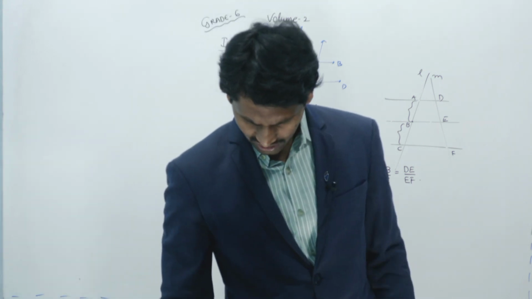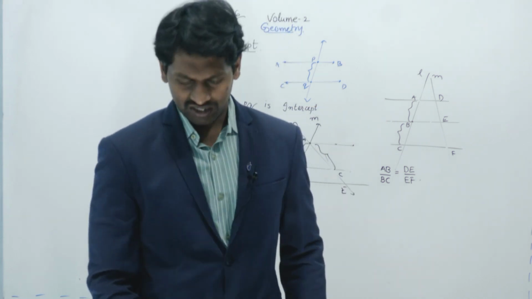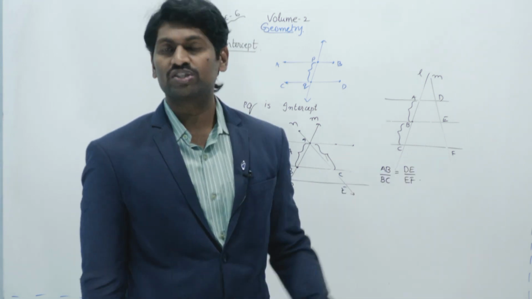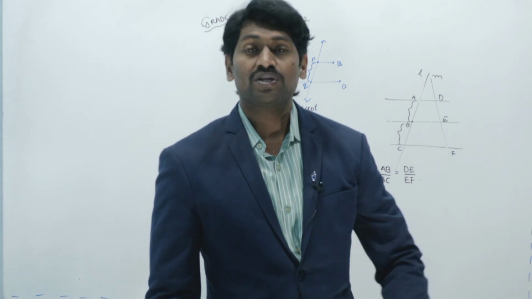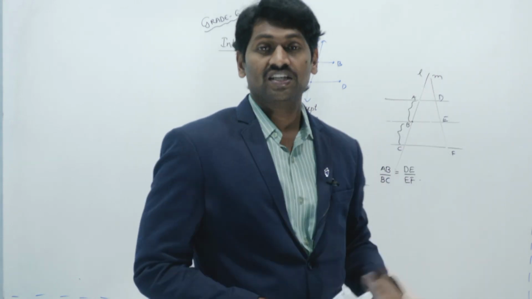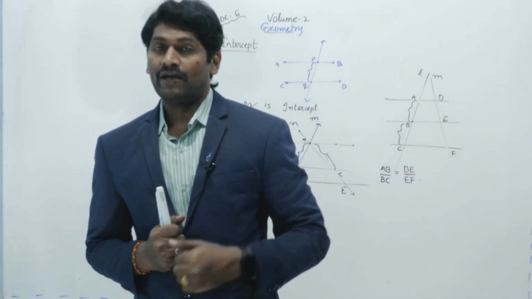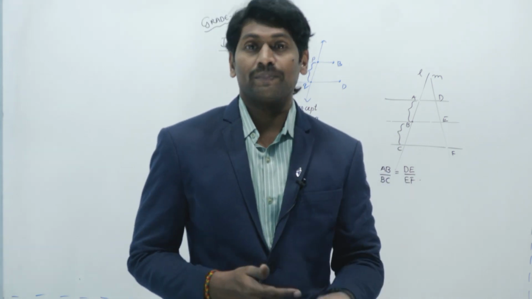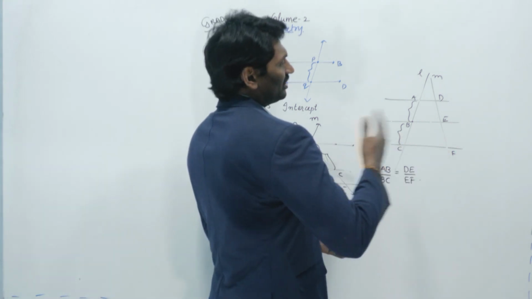And here the properties: if the lines are parallel, the intercepts of the transversals are in ratio, AB by BC equals DE by EF. And the second one, if the intercepts are equal, then these three lines can be parallel. If the lengths of the intercepts are equal, they make parallel lines. But parallel lines need not always have equal intercepts, because the transversal line can be bent like anything.